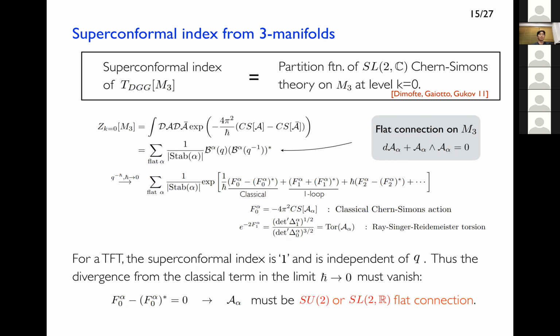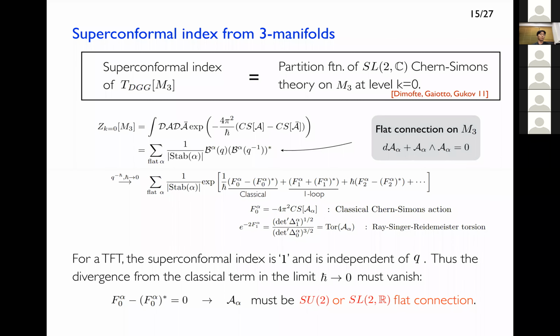And this partition function can be computed perturbatively in the small coupling h bar. In the small h bar limit, this partition function can be written as a sum over SL(2,C) flat connections on M3, where alpha labels the flat connections. The flat connections are nothing but the solutions to this equation. In the exponent, the first term is the classical term, and the second term is the one-loop term. Mathematically, the classical terms are basically the mathematical invariants of the three-manifolds, and the second term is called the Ray-Singer-Reidemeister torsion. We have higher-loop corrections, but we are not interested in them.